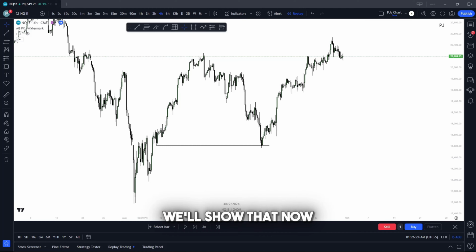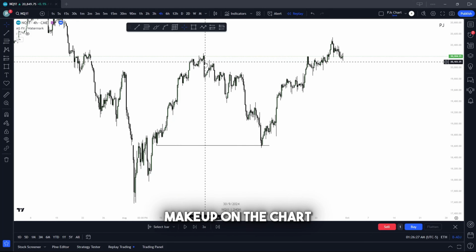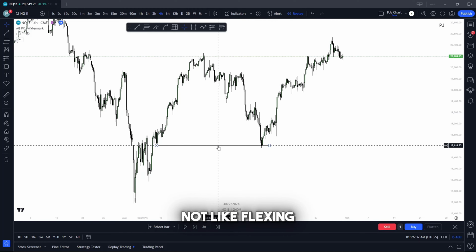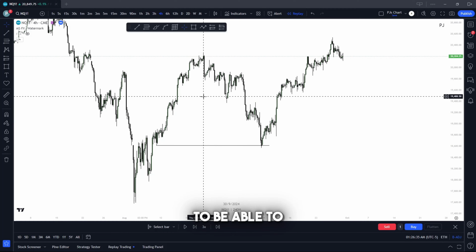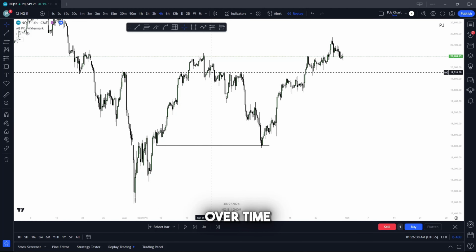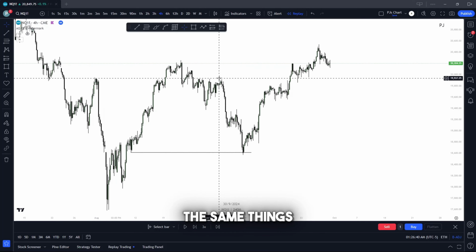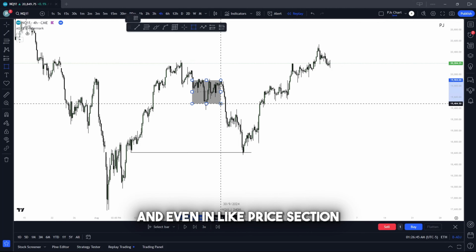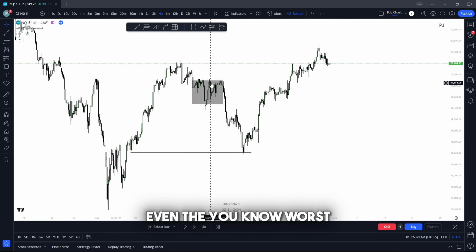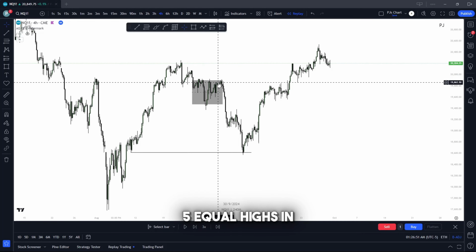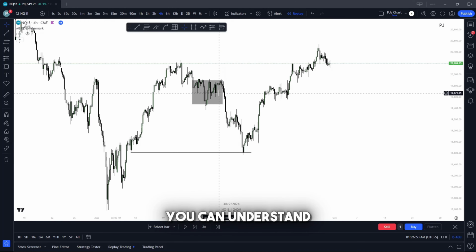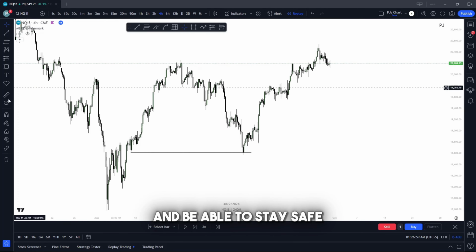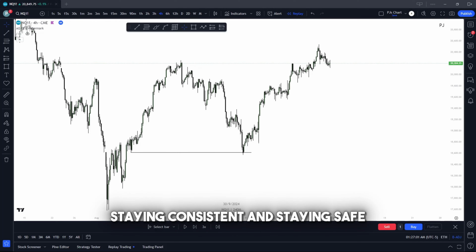We'll show that now and kind of put some makeup on the chart, because I want you guys to see what I see without, because I don't need to, not like flexing, but I don't need to throw it all on the chart to be able to see it, right? Your eyes adjust over time, and after 2 years of looking at the same things, seeing the same small details over and over again, and even in price action like this, right? Even the worst price action where we put 4 or 5 equal highs in, you can understand when, where, and why we reverse, stay out of the market, and be able to stay safe. And that's the biggest thing, staying consistent and staying safe.